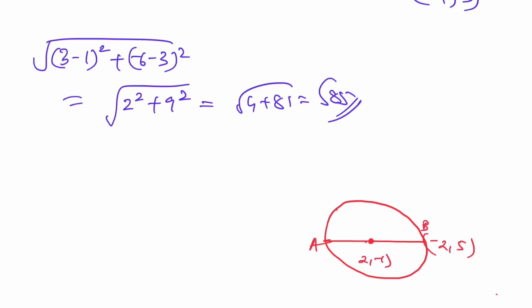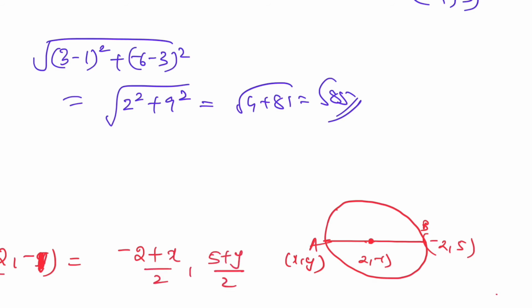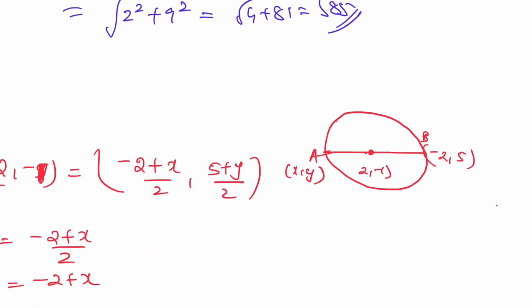This is a midpoint. Center of the circle will be the midpoint of the diameter. So if I take the other end as (x, y), I can take it as (minus 2 plus x) by 2 and (5 plus y) by 2, and the midpoint is (2, minus 1). So what do I get? 2 is equal to (minus 2 plus x) by 2. 4 is equal to minus 2 plus x. x is equal to 6.